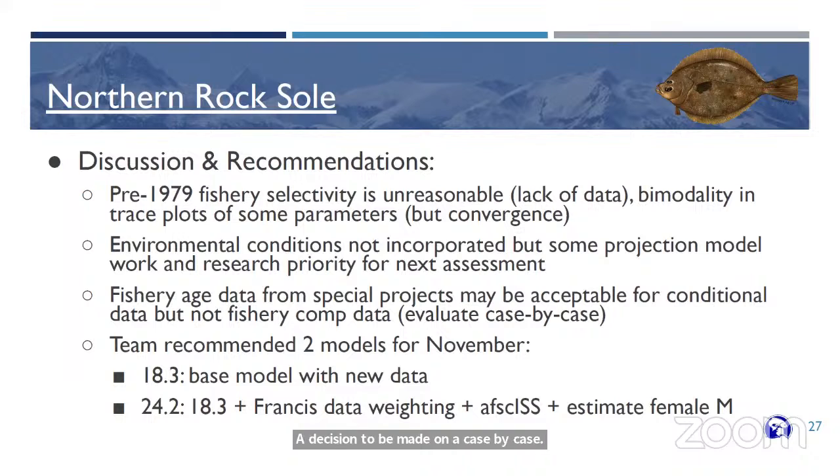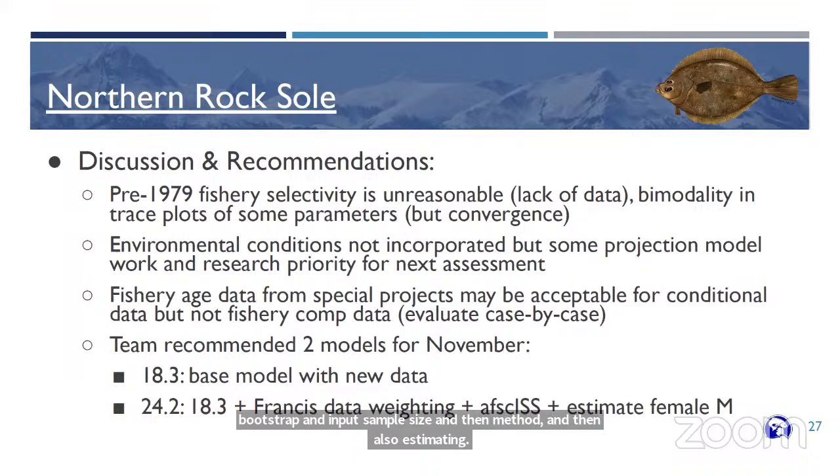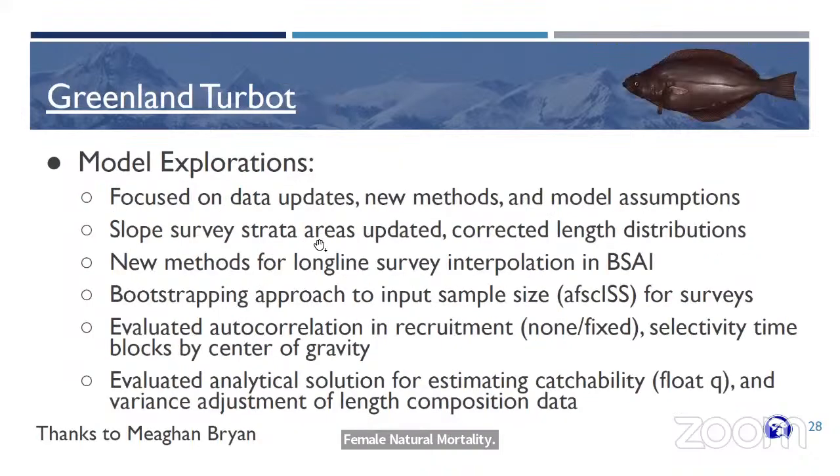And then the team recommended 2 models for November, bringing 18.3 forward, which is the base model with new data, and then 24.2, which is 18.3 plus the Francis data weighting and the bootstrap input sample size method, and also estimating female natural mortality. And that's all for Northern Rock Sole. Thank you. I don't see any questions on Northern Rock Sole, so continue.